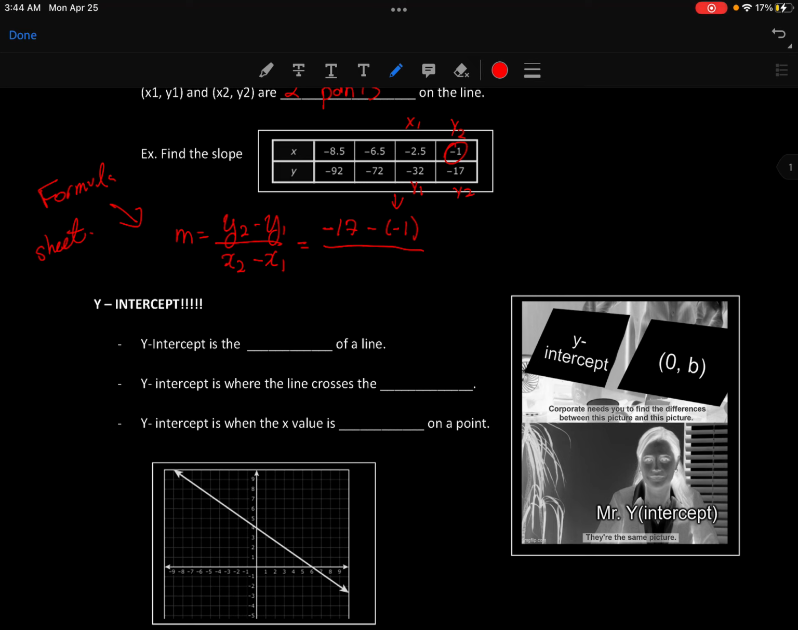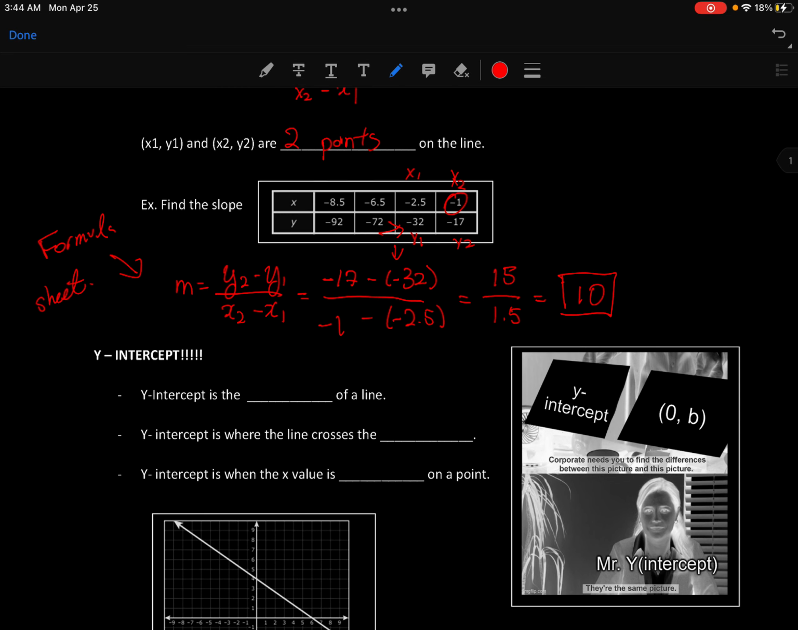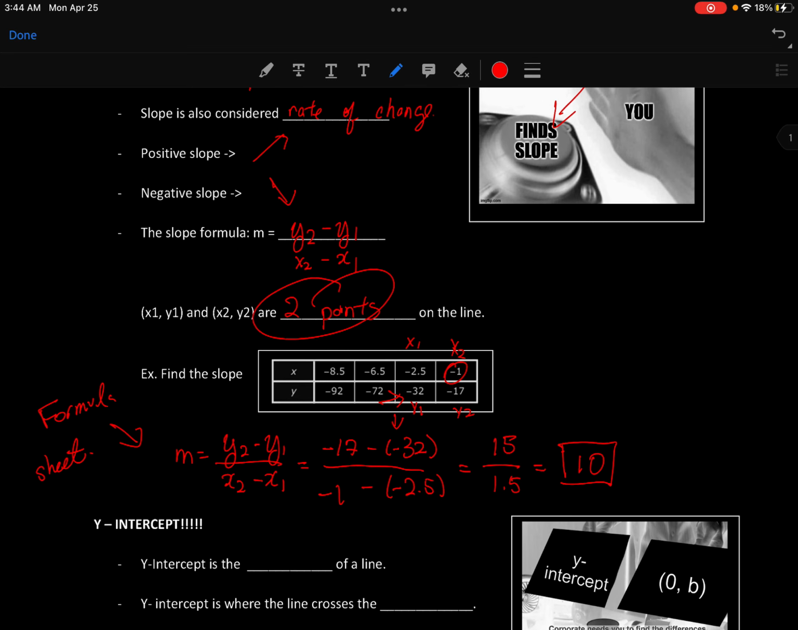Oh, did I mess up? Yes, I did. It should be negative 32. There it is. That's y1. That's x2. Negative 32 divided by negative 1 minus negative 2.5. And you're left with 15 over 1.5, I believe. Yes, 1.5, which will give you 2 times 5, which is 10. Boom. So slope here is 10. That's all you have to do to find the slope. Every single time you're given 2 points, please find the slope.